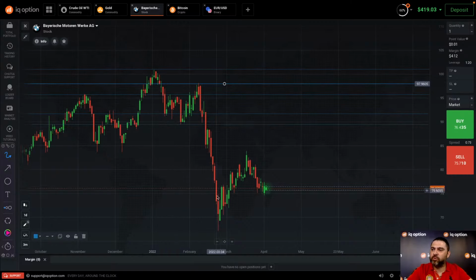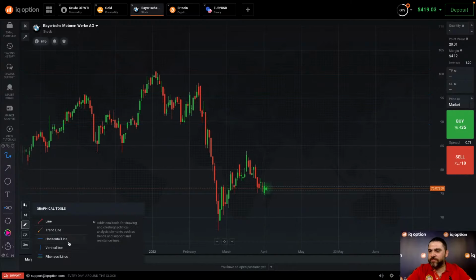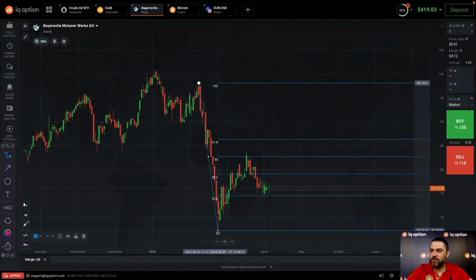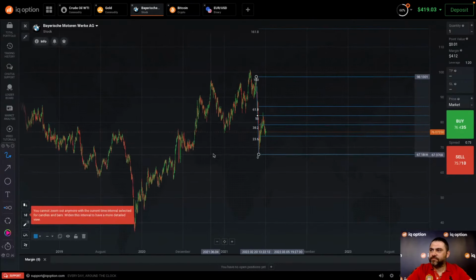This here is a much clearer downtrend. So I'm going to go with that downtrend there. Let's just get rid of all of these lines I just drew, get rid of the mess. Take a Fibonacci. There's my peak. There's the bottom of it. And zoom it out.